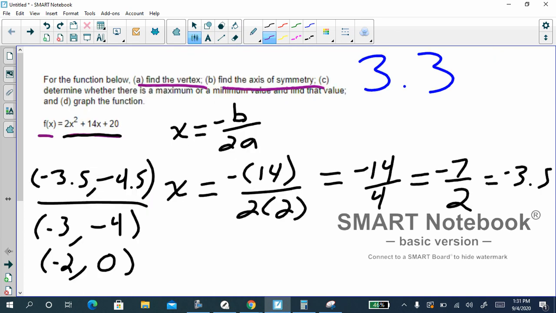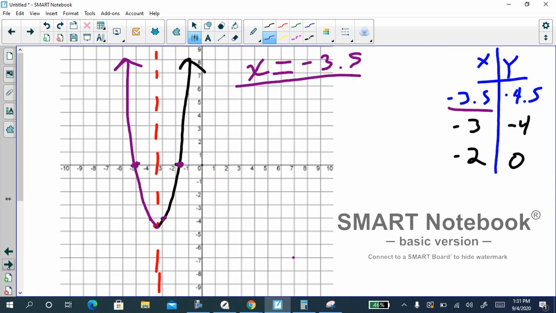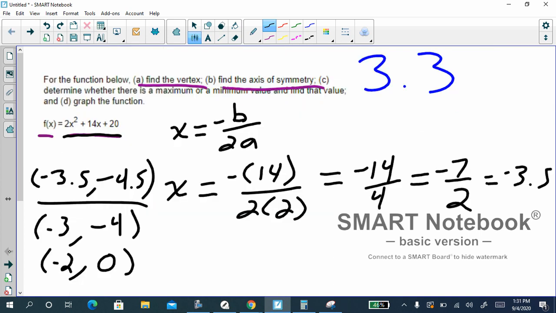Then it asks us whether we have a maximum or a minimum. This graph has a lowest point. So we have a minimum of negative 4.5 because that's how low our parabola goes. That's the vertex. And then we graphed it.